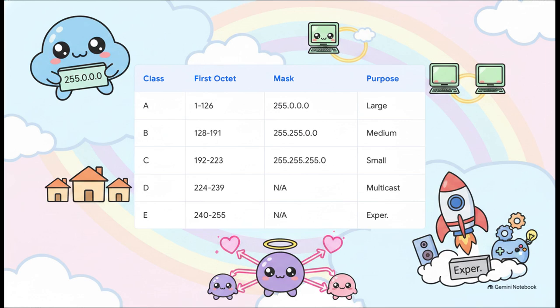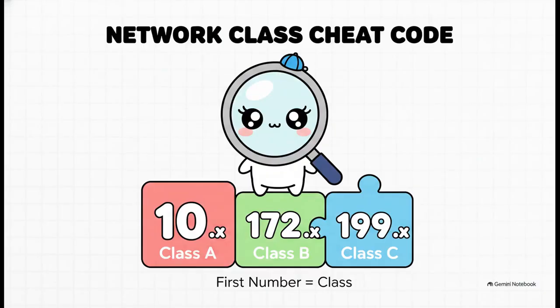Meanwhile, classes D and E were cordoned off entirely for highly specific tasks, like multicasting traffic to multiple points at once, or reserved strictly for experimental engineering research. The true beauty of this rigid classification was that it basically served as an administrator's cheat code. Literally, by checking just the very first number, an engineer could instantly grasp the underlying network architecture at a single glance. Spot an IP starting with a 10, boom, you immediately know you are dealing with a massive Class A network. See a 192? That's a standard small Class C. It provided this universal language for navigating complex digital environments with extreme efficiency.